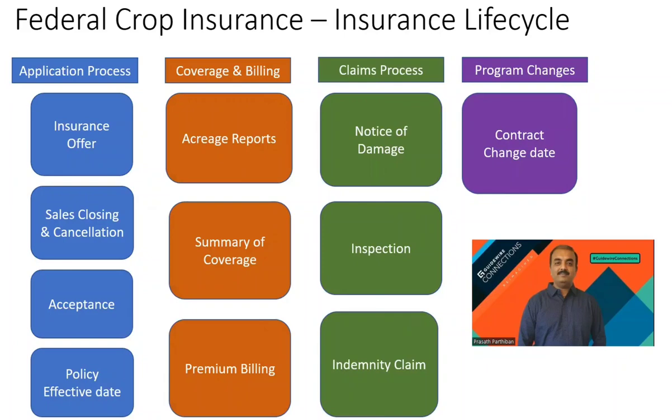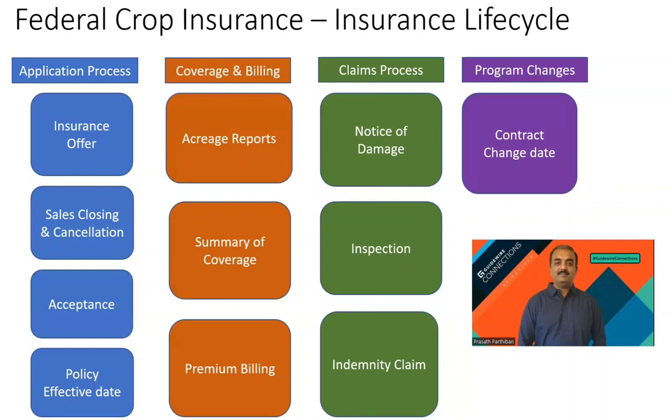Step number 1 in the life cycle is the application process. Within the application process, we have something like the insurance offer. This is the step where the Risk Management Agency, which administers federal crop insurance, releases an actuarial document. It has all the details like the insurance plans offered for a county and the state, the total available limits, and the rates for each of these plans.